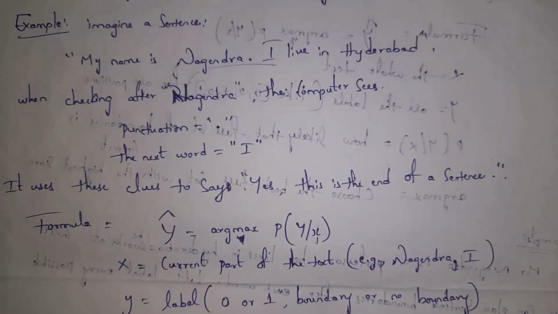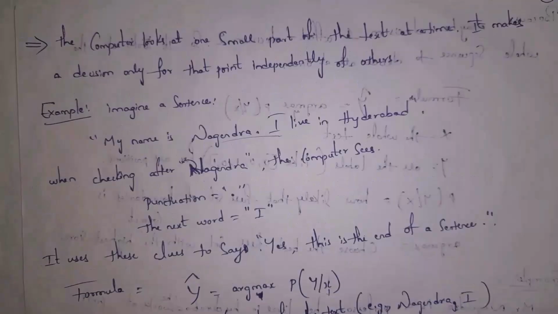Then this model will automatically find where to place full stop. So whenever I give "my name is Nagendra, I live in Hyderabad" without full stop, at first this model will read each word. At first it will read "my". No need of full stop, so value is 0. Next "name", no need of full stop, so value is 0. And next "is", no full stop, value is 0.